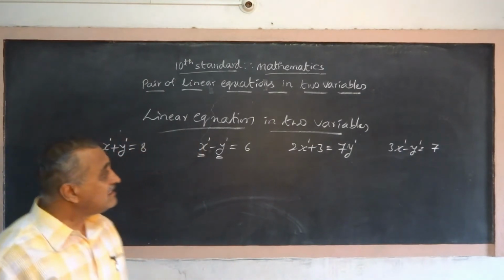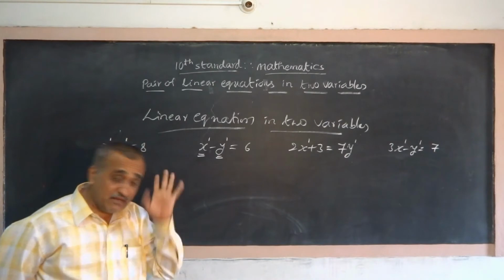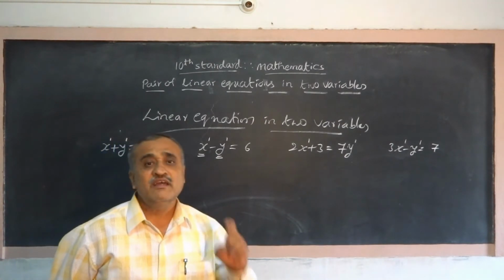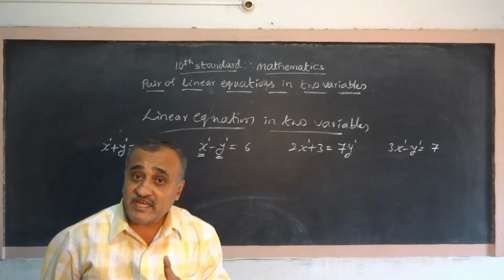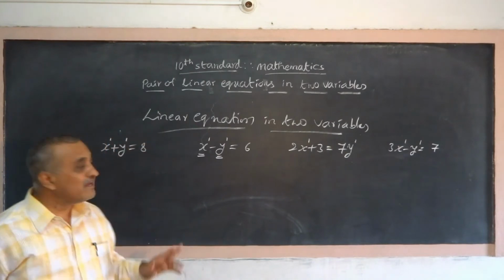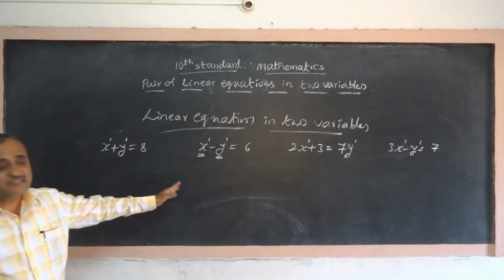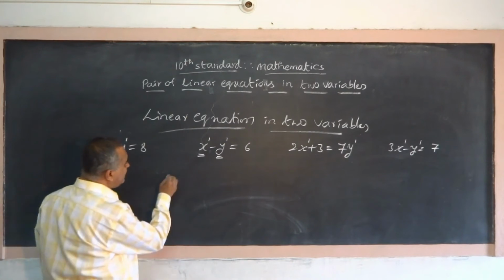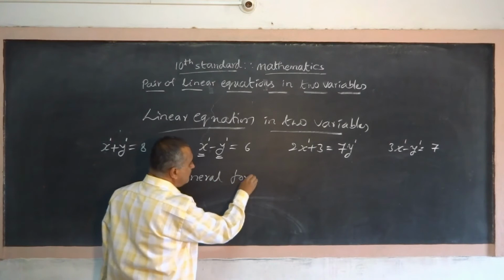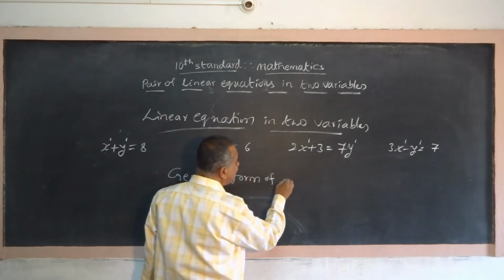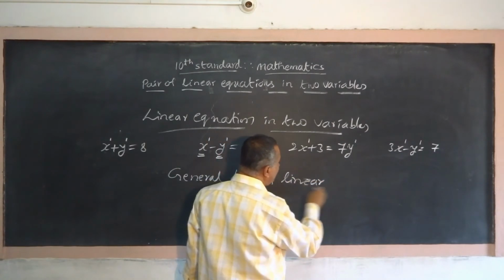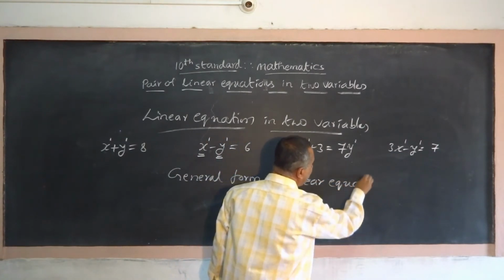So we have solved many problems with linear equations in one variable. We solved them in one variable. Can we do it here? Try it. Now what is that? The next one is the general form of a linear equation in two variables.